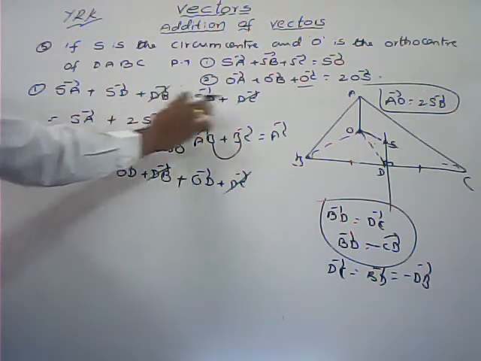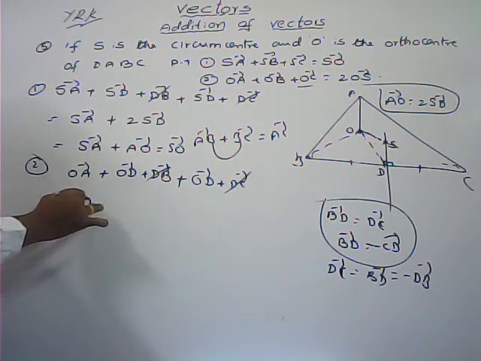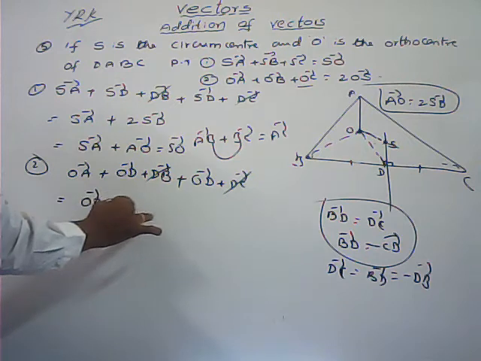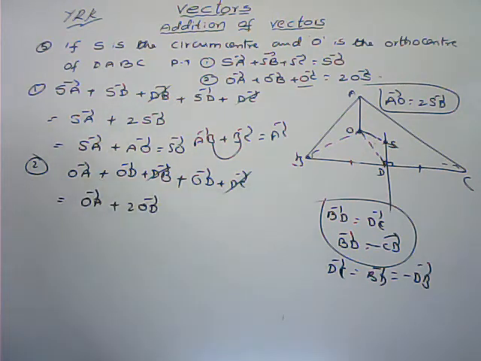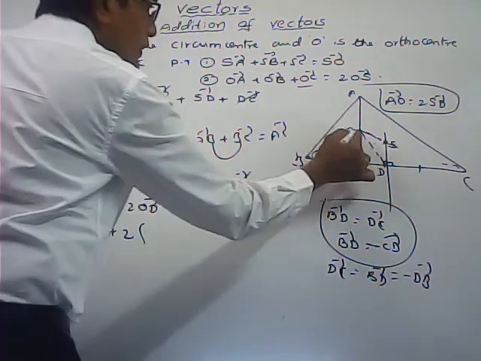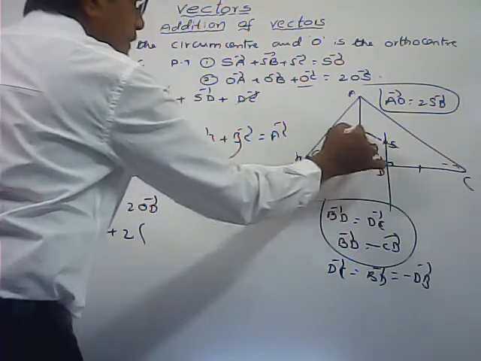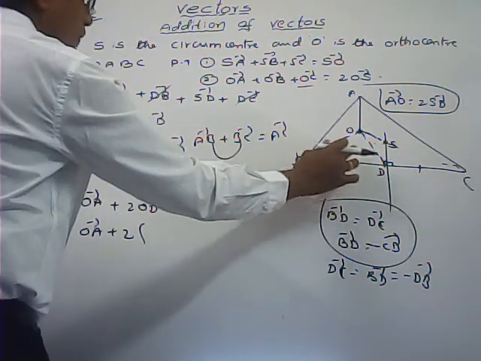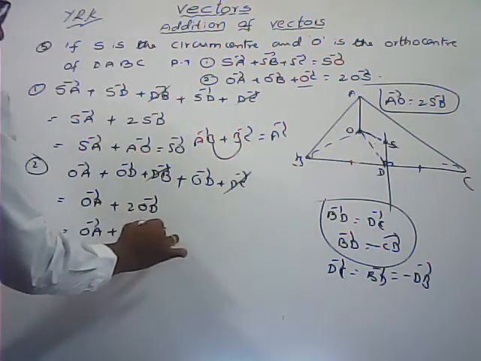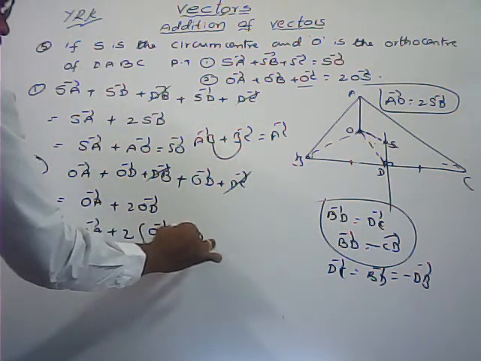Whatever I have done, the same thing here also we can apply. OA bar, here plus 2 OD bar we got. So OA bar plus 2 into OD bar. Now here you can consider this triangle ODS. Applying the triangle of addition, OD bar I can write OS bar plus SD bar.